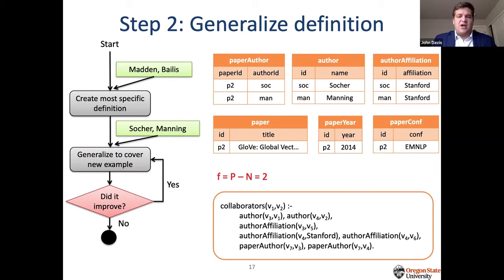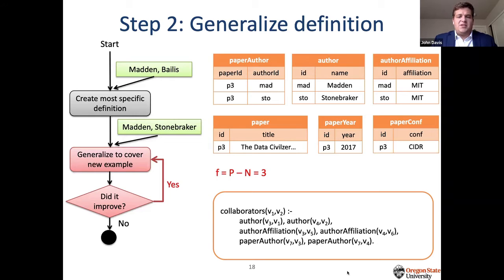As you can see here, by dropping the MIT affiliation literal, we have improved our coverage from 1 example to 2 examples. Since we have improved our definition, we continue on in the generalization process. We introduce yet another positive example, Madden and Stonebreaker. In order for the definition to hold true, we must drop the author affiliation with the Stanford affiliation.